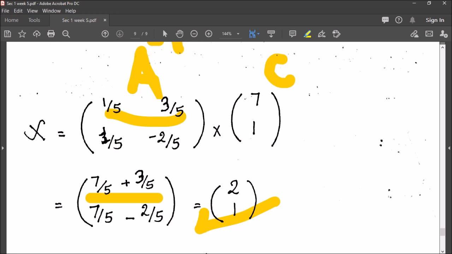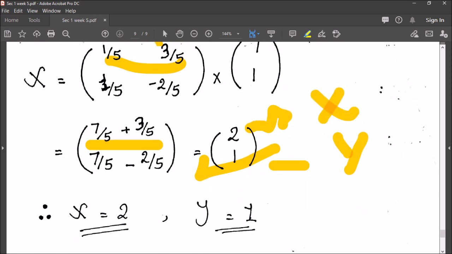So 2 represents our x and 1 represents our y. So our two variables are 2 and 1. x equals 2 and y equals 1.